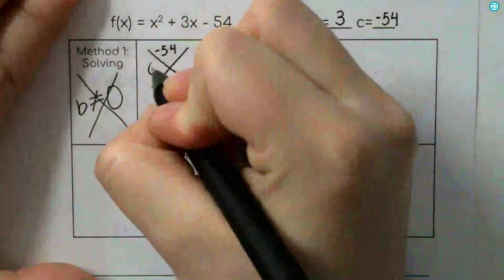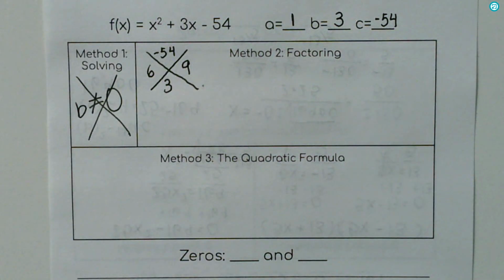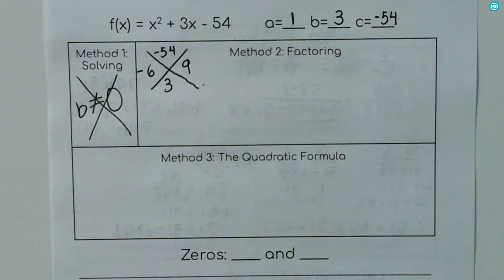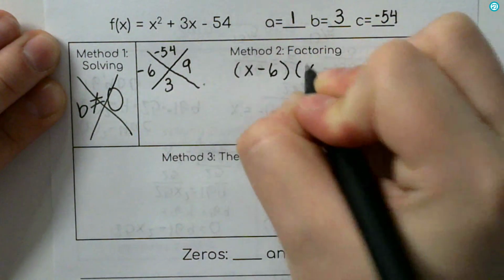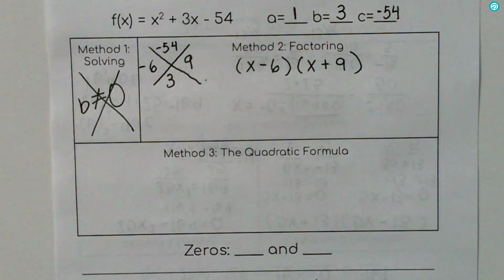We need a multiply to be a negative, so we want 1 to be negative. Which one do we want to be negative? The small one, the 6. Yeah. Okay, awesome. So we found our two numbers. So for this method of factoring, when there's no number in front of x, we get to just write our factored form from here. So it is going to be x minus 6 times x plus 9. And you are fully factored at that point.